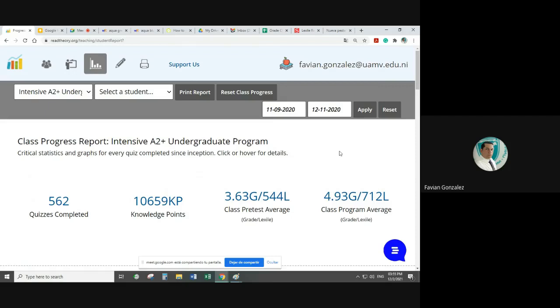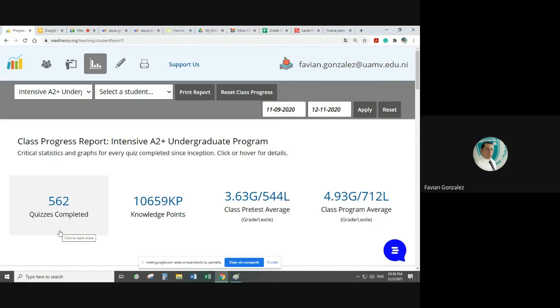That could be useful to some extent, but it's more useful to see only the numbers that are within the period of your course. So now that I have set the range of this course, the numbers change drastically. Instead of seeing 1,000 and something passages or quizzes, I see 562. So I know that when I was their teacher, this group read a total of 562 quizzes.